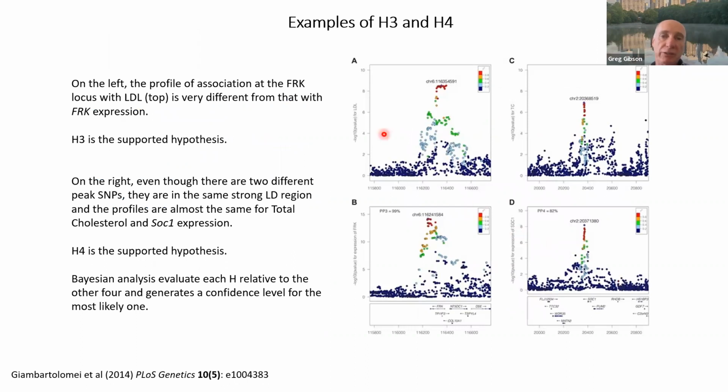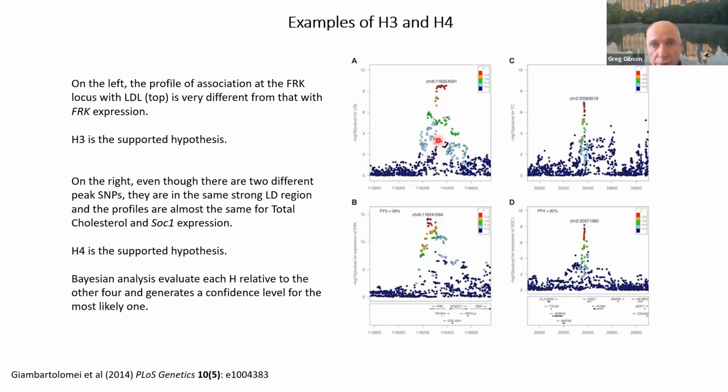So on the left, at the top, is the association at this FRK locus with low density lipoprotein levels. So it's a type of cholesterol level. Okay, it's not cholesterol, but it's related to cholesterol. So the top plot is the LDL. The bottom plot is FRK.